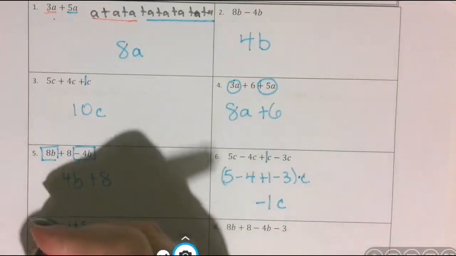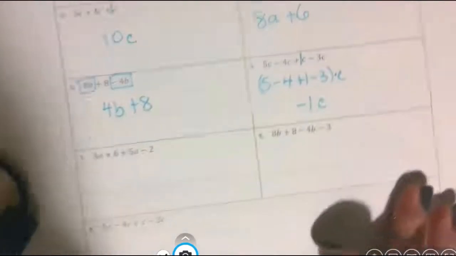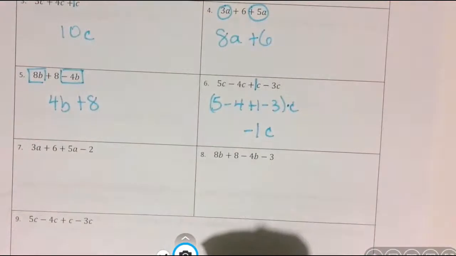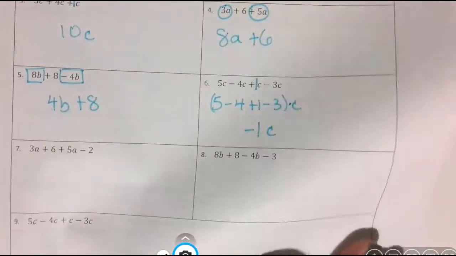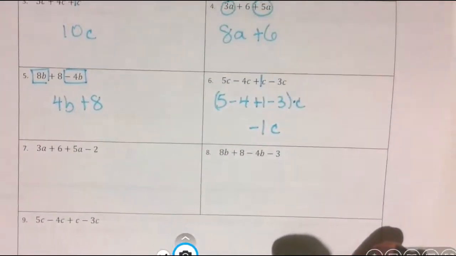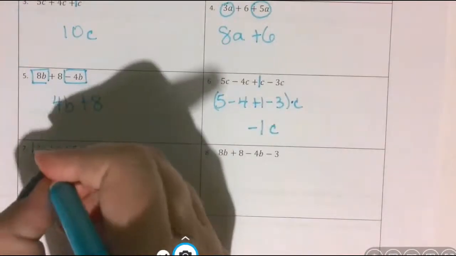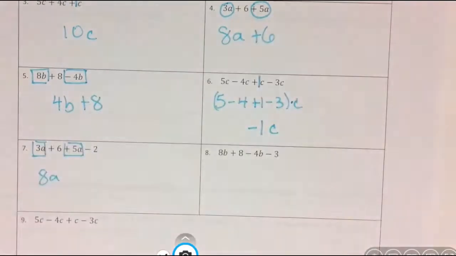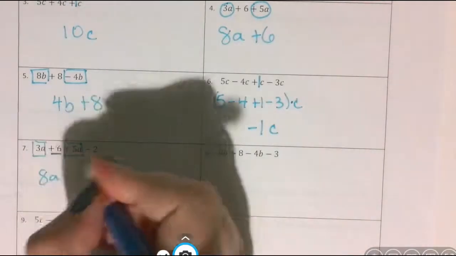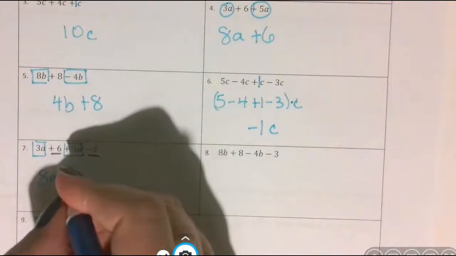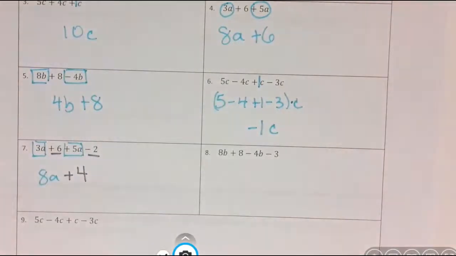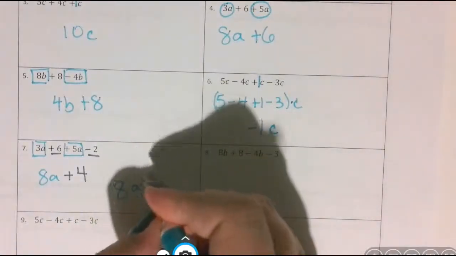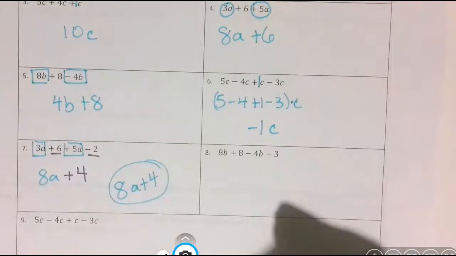This time, on number 7, there are some a terms, and then there are some constants. So, 3a plus 5a, which is 8a. Then separately I have 6 minus 2, which is plus 4. Final answer, 8a plus 4, and that's in standard form.